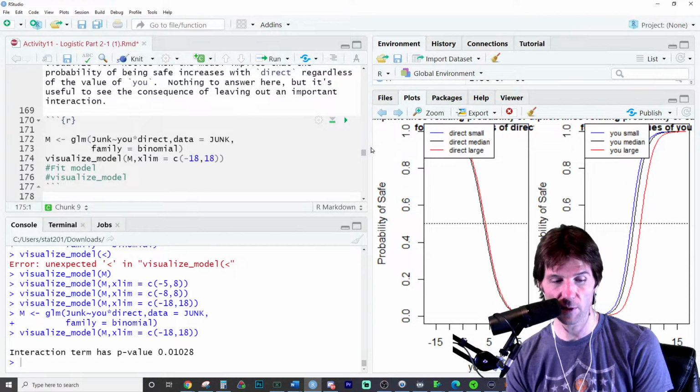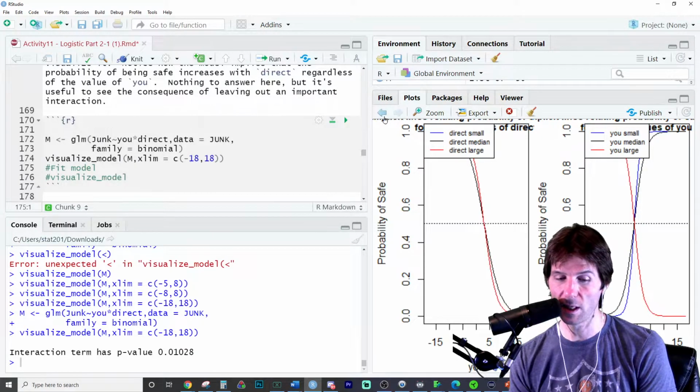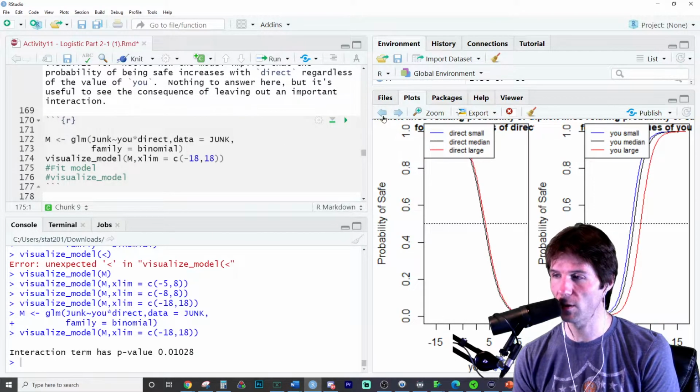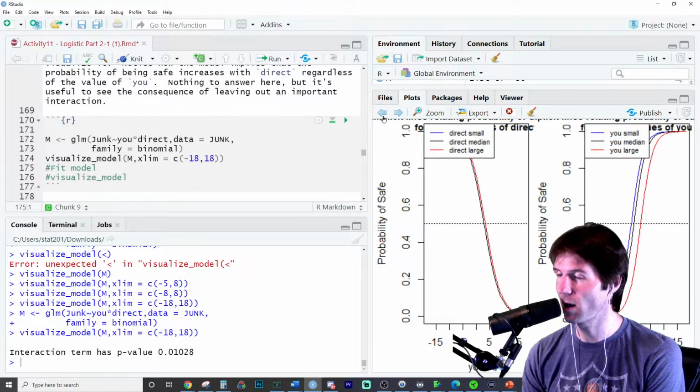The slope will have a different bend to it with the interaction. Here's with the interaction, here's without. Without the interaction, they're parallel, like lines would be parallel.